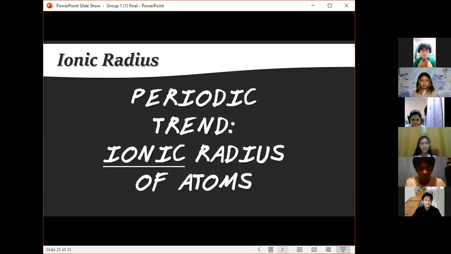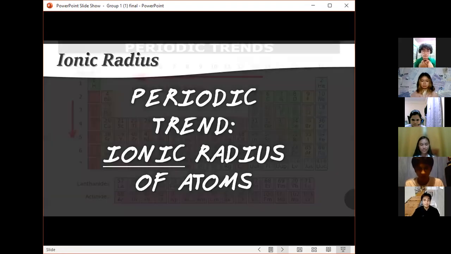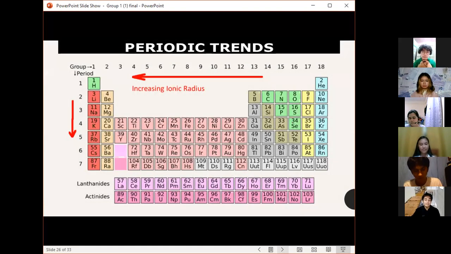Periodic trend of atoms based on their ionic radius. Like I said earlier, atomic and ionic radius have the same periodic trend. The periodic trend for ionic radius is increasing from top to bottom. For example, lithium ion has a smaller ionic radius compared to potassium ion. This is because from top to bottom of the periodic table, the atomic number and number of shells increase due to increasing electron shielding, so it becomes difficult for the nucleus to pull the electrons.